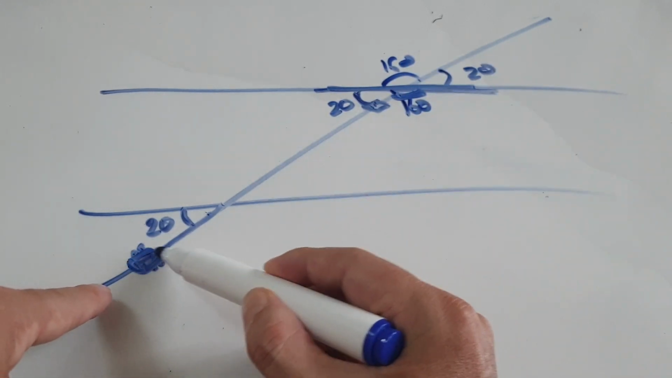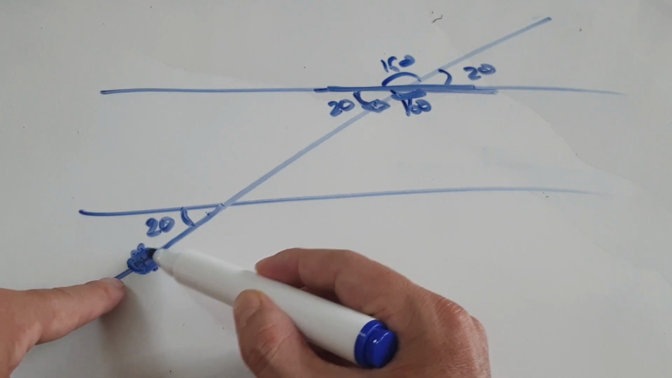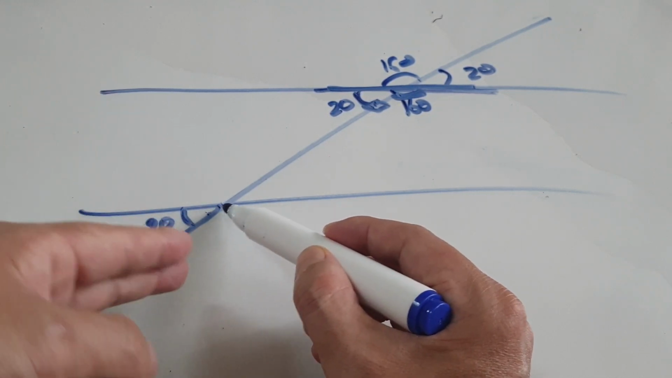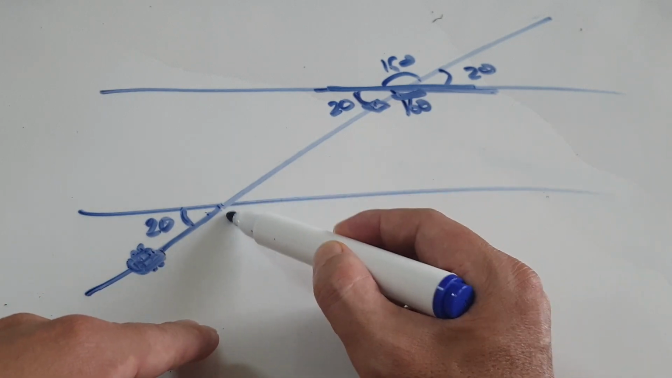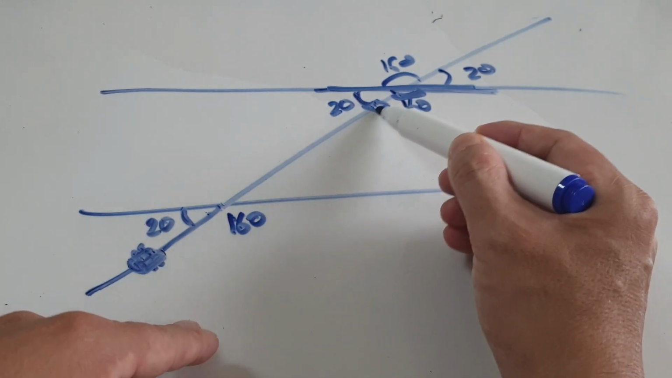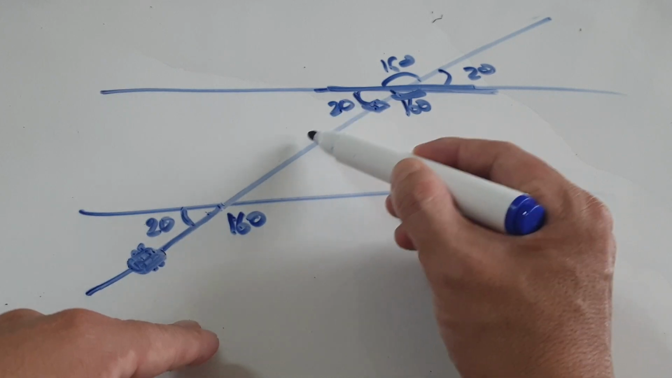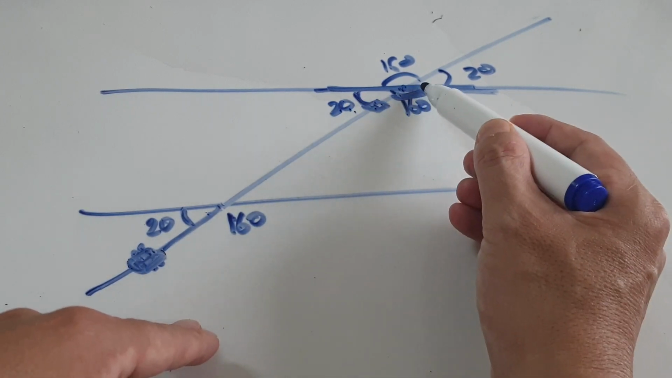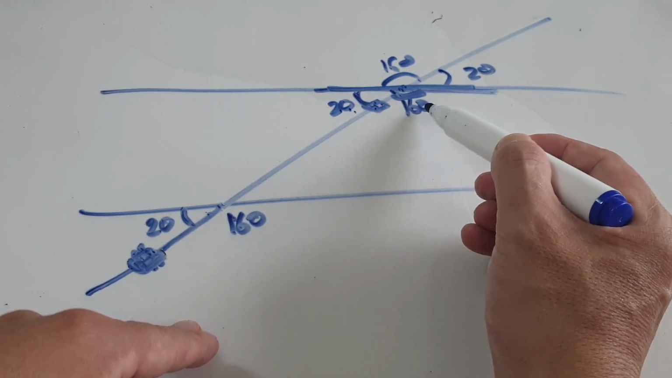So the trick is to imagine you're sitting in a car. When you hit the wall, the angle on the left-hand side will be 20. The angle on the right-hand side will be 160. So here, when you hit your second wall, the angle on the left will be 20. The angle on your right-hand side will be 160. Okay?